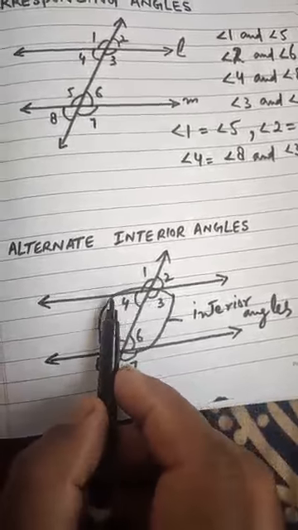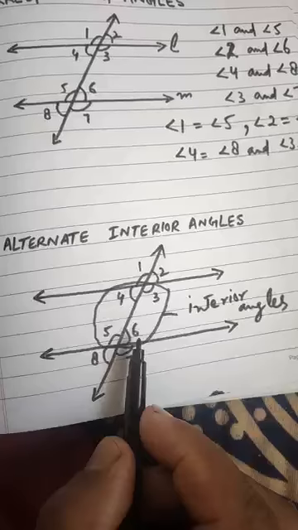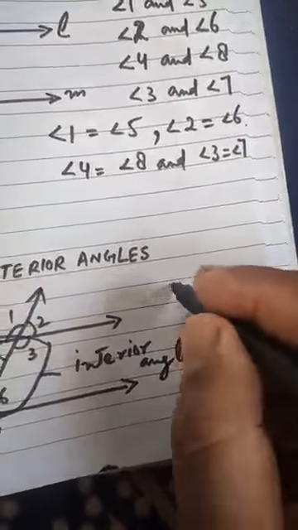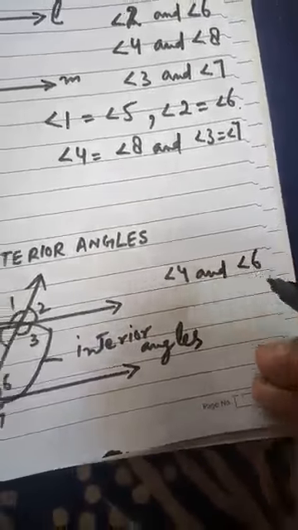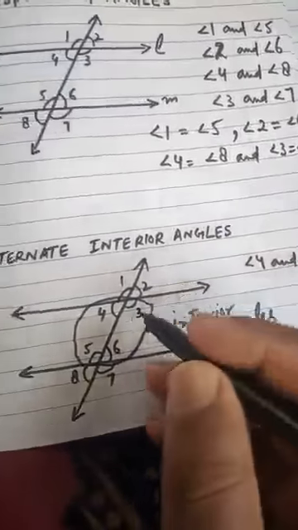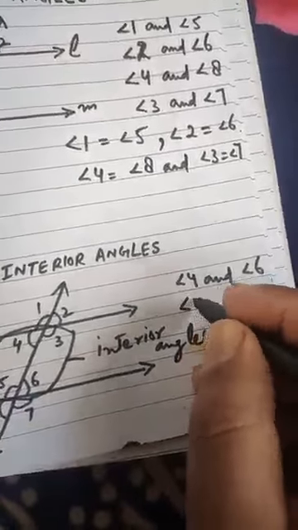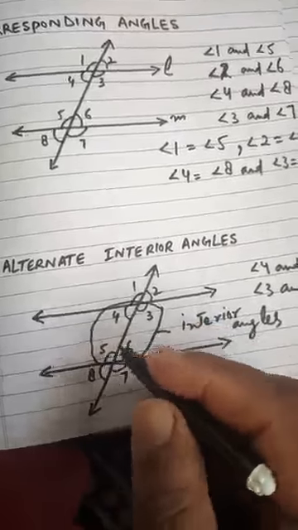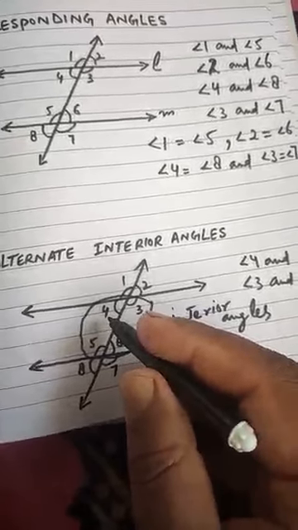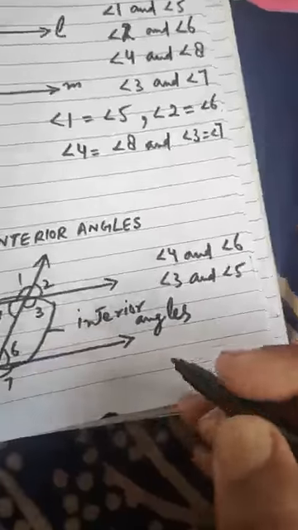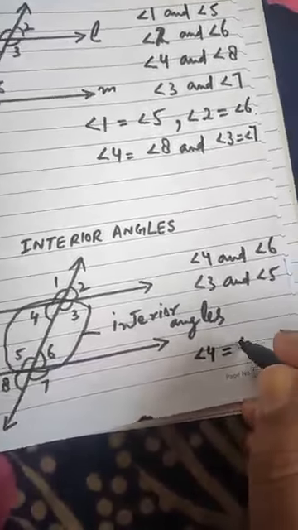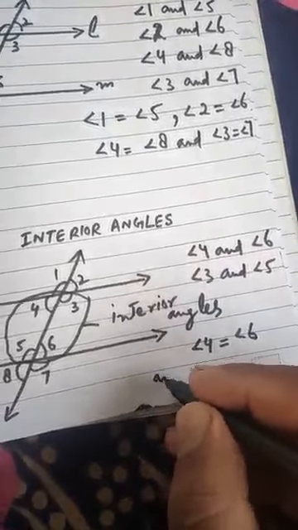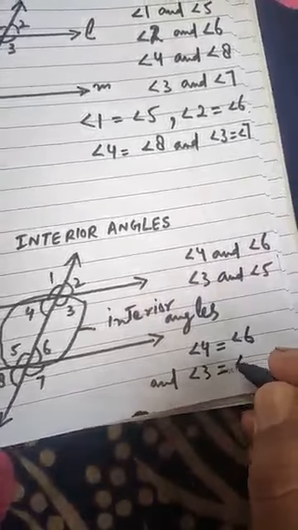Angle 4 is on the left side of the transversal and angle 6 is on the right side of the transversal, so we can call them alternate interior angles. So angle 4 and angle 6 are alternate interior angles. Similarly, angle 3 and angle 5 are alternate interior angles, and these alternate interior angles are equal also. That means angle 4 is equal to angle 6, and angle 3 is equal to angle 5.